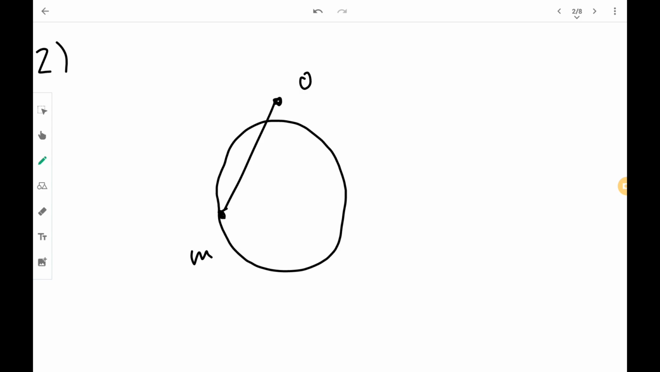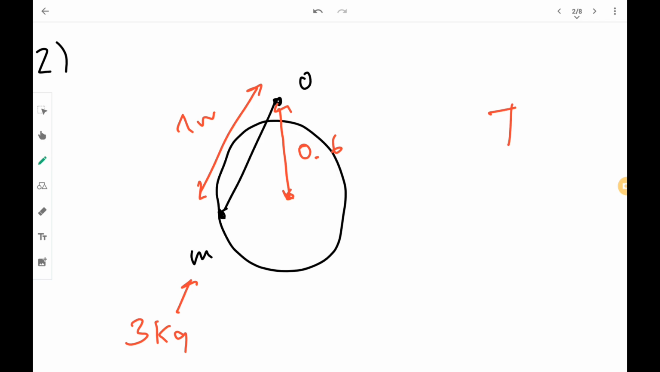So for basic question 2, you have a string fixed to a point O, and at the other end you have the mass m. It's traveling in a horizontal circle, and this point O is 0.6 meters above the center of the circle. The length of the string is 1 meter. This mass is 3 kilograms. They want you to find the tension and the speed v.